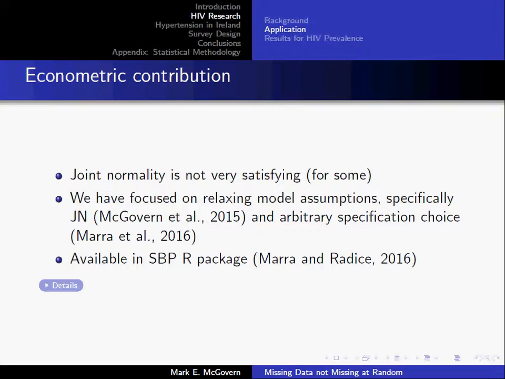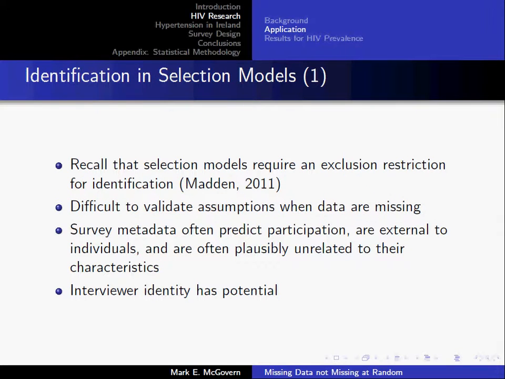Those are really papers about the statistical methods, and I'd be happy to talk about that. What I'll say for this example is that we find that it makes very little difference for this particular application. So remember that we need a selection variable for identification here, and that it's difficult to validate these assumptions when our data are missing. So the argument that we've been making is that survey metadata are plausible selection variables, because they almost always affect whether the person takes part in the testing. But I think it's reasonable to assume that they're plausibly unrelated to the characteristics of the individuals. So what we're proposing here is that interviewer identity is suitable.